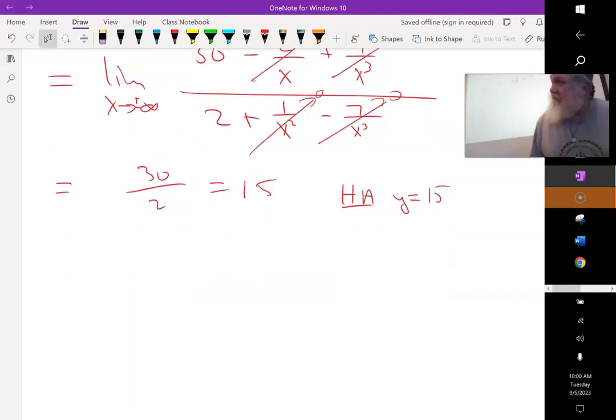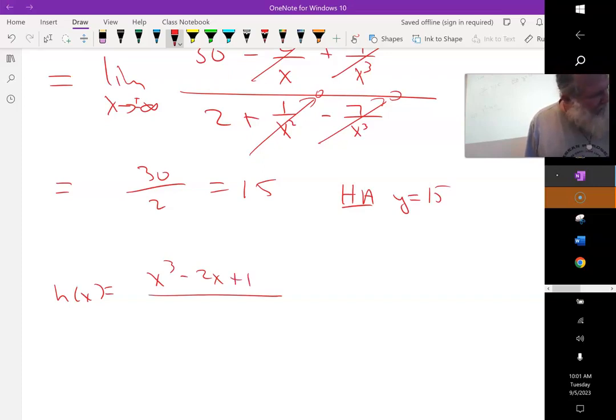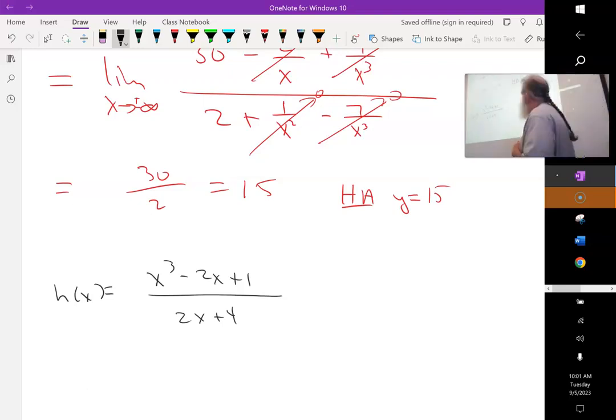One more here on this one. Let's take this one. We'll call this one h of x. And h of x is x cubed minus 2x plus 1 over 2x plus 4. Go ahead and get this copied down. All right.